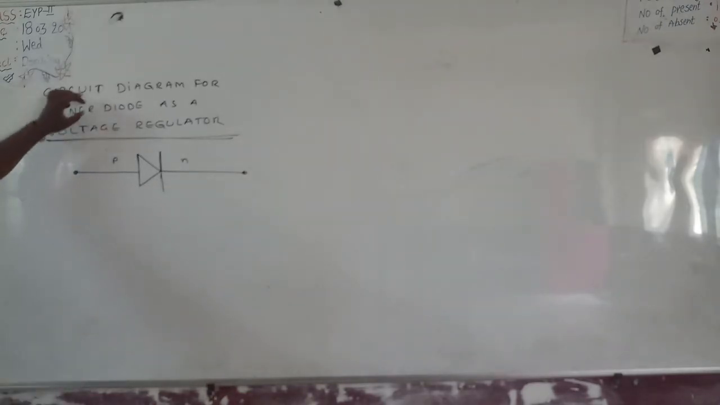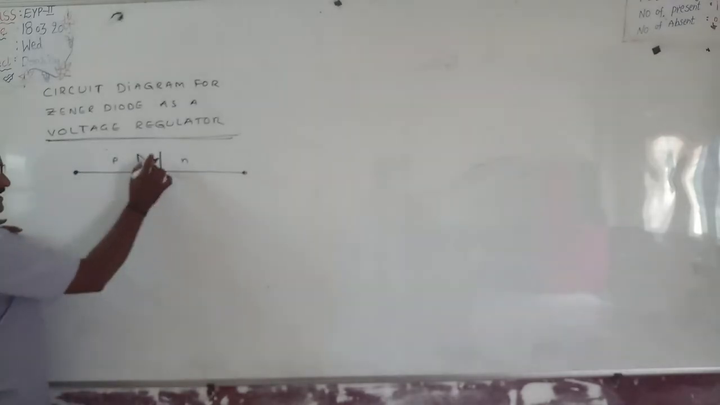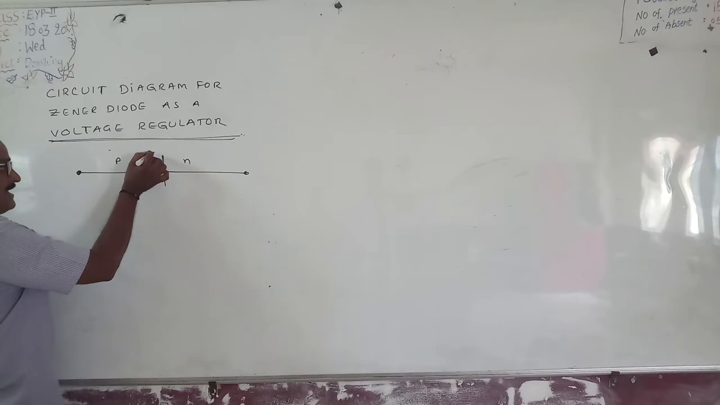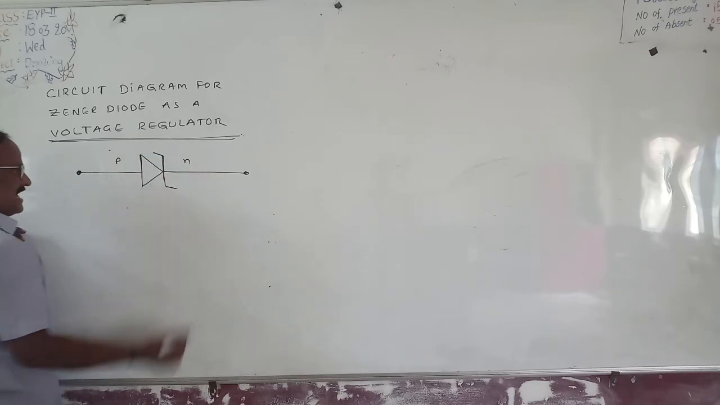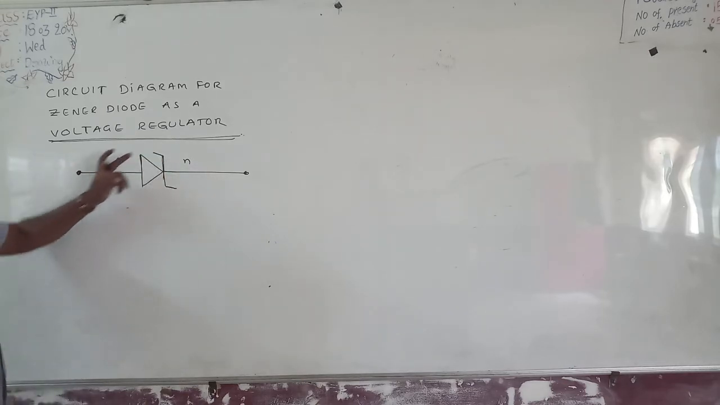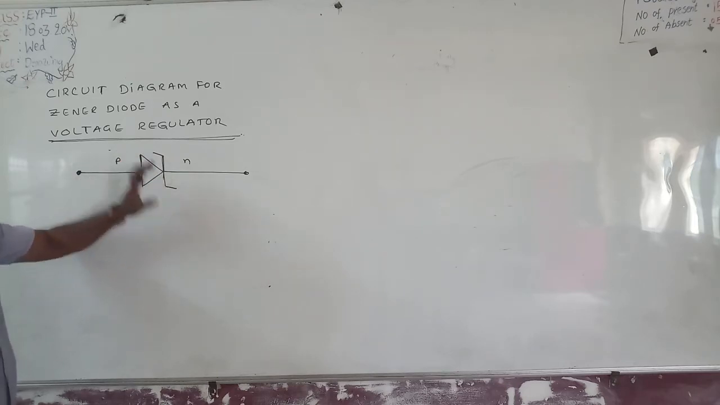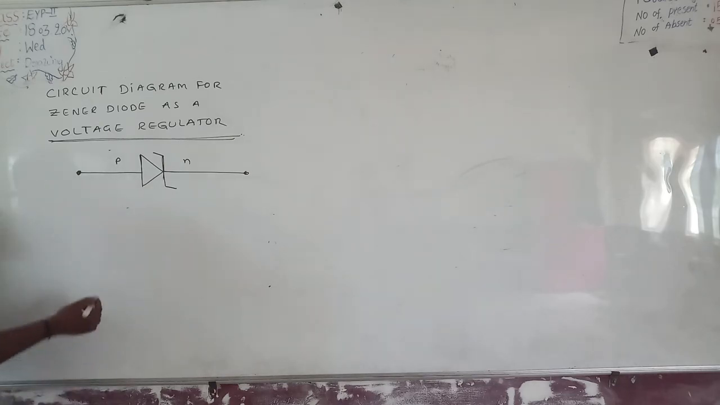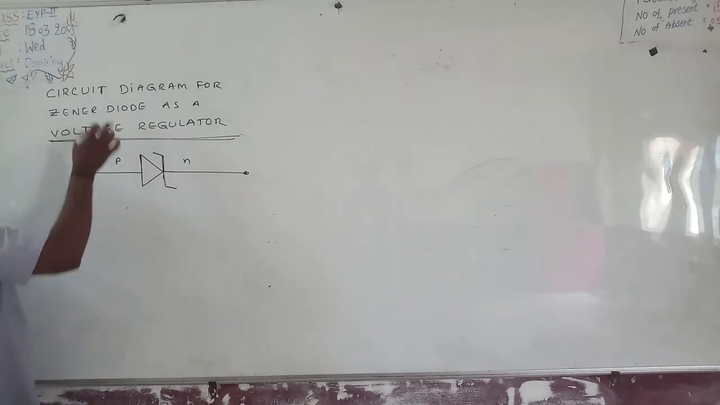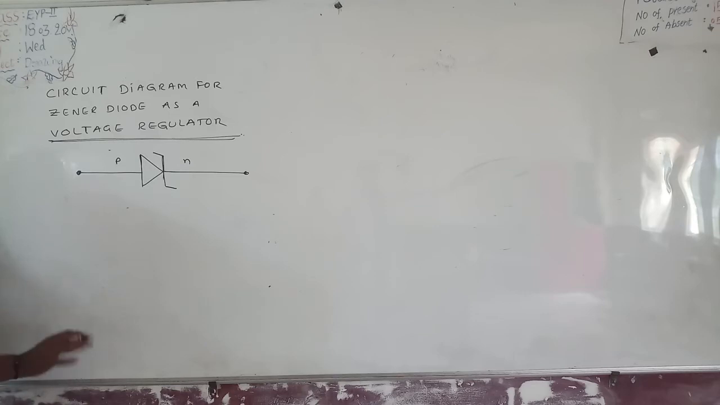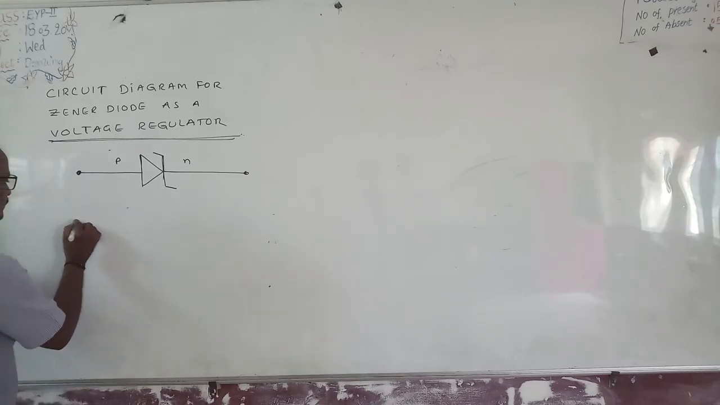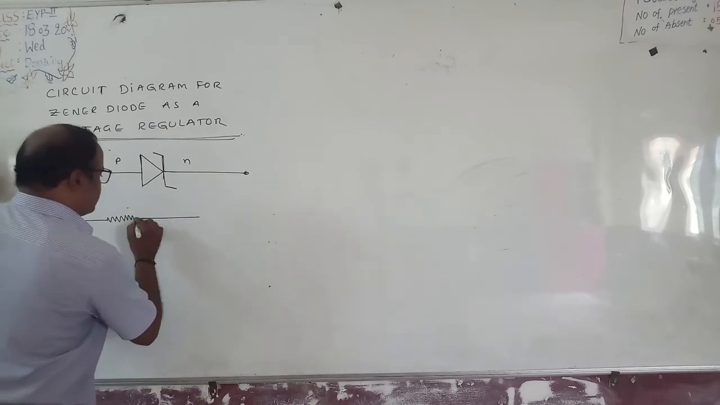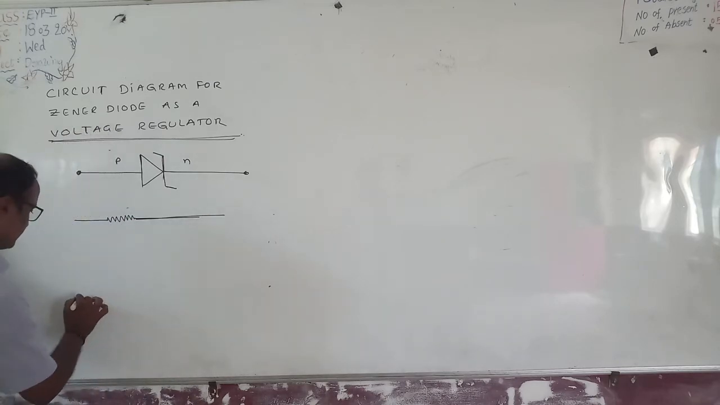But in case of a Zener diode, the vertical line on the N-type semiconductor is bent in the form of Z. Z stands for Zener. That bending indicates the Zener. Okay? It is the symbol for the Zener diode. Now again, how will this Zener diode act as the voltage regulator? See here very clearly. This is the circuit showing how the Zener diode acts as the voltage regulator.